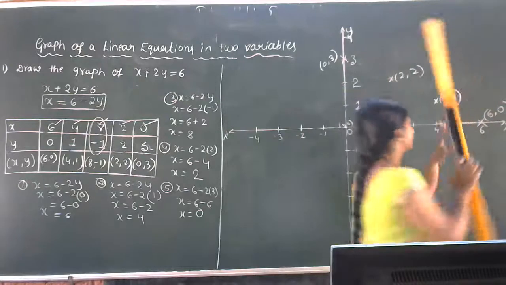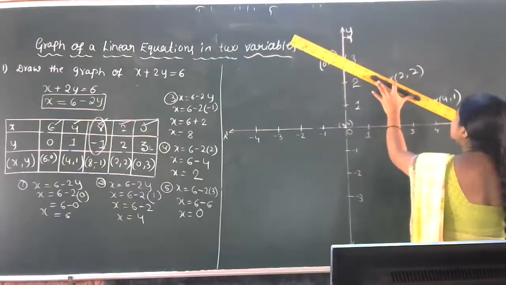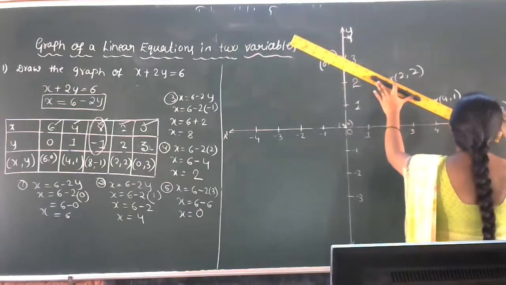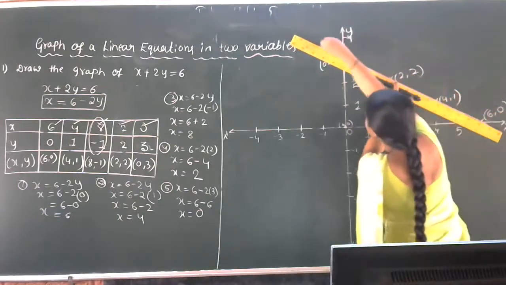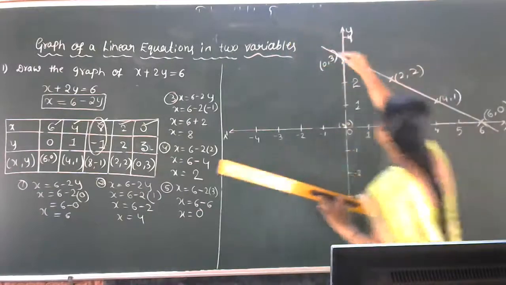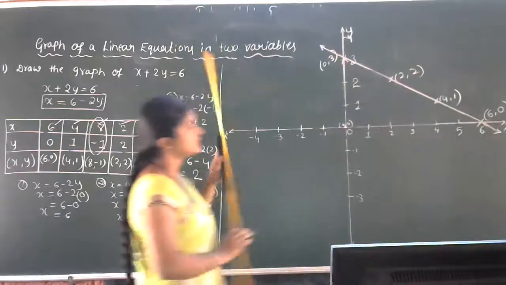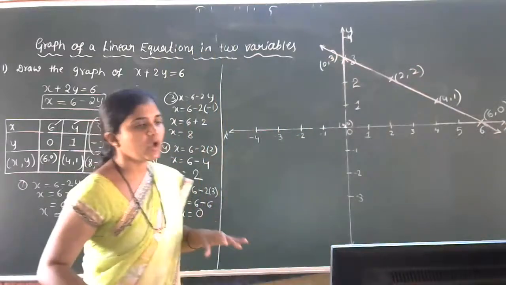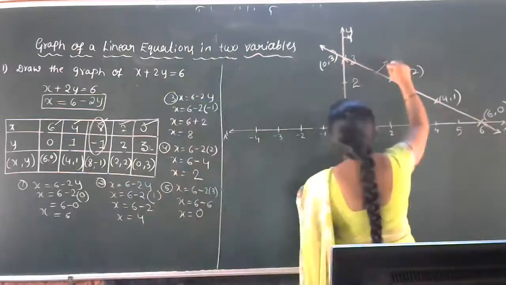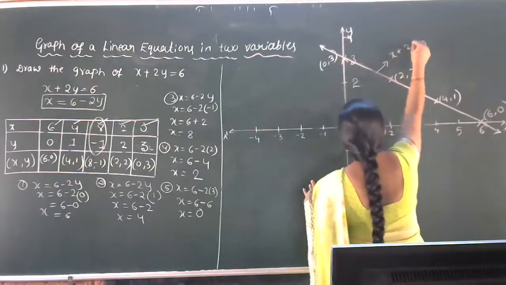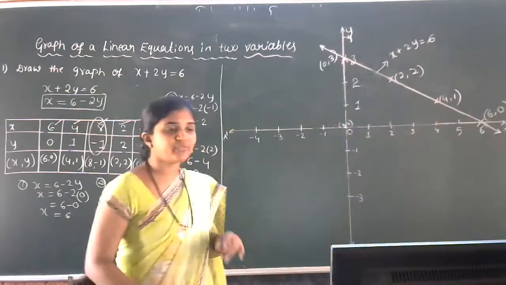Okay, so now we are going to join these points with the help of the scale. Here you just observe. How to join this one? Like this. You have to extend it. Put one arrow mark here. So see here, this is the straight line of the linear equation in two variables. That is, this is the line of x plus 2y equal to 6. You got the idea of this one, students?